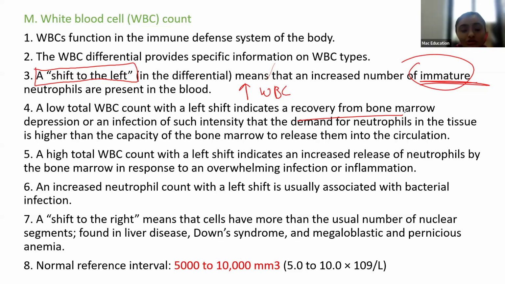Okay. A high total WBC count with a left shift indicates increased release of neutrophils by the bone marrow in response to an overwhelming infection or inflammation. अगर ये shift to left वाला जो WBC है वो अगर हाई हो गया तो what does it indicate? कि अभी bone marrow भी proper अच्छा नहीं है, वो bone marrow भी डिप्रेशन है और पेशेंट को कुछ ऐसा इन्फेक्शन हुआ है कि जिसकी वजह से बोन मैरो ज्यादा इमेच्योर WBC प्रोड्यूस कर रही है फॉर द इन्फेक्शन और इन्फ्लामेशन इन दैट रिस्पॉन्स. अंडरस्टूड?